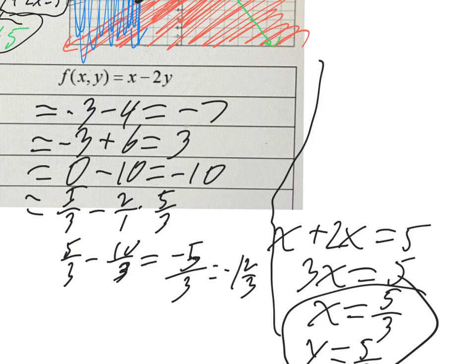Our maximum value: three of those are negative. We have this one, this one, this one, and this one. The only one that's not negative is 6, so that's going to be our max, because the positive is bigger than the negatives. And our minimum is going to be the smallest value, which is our -10.